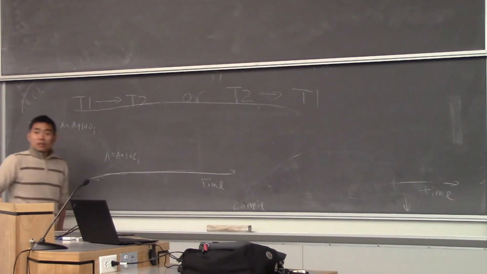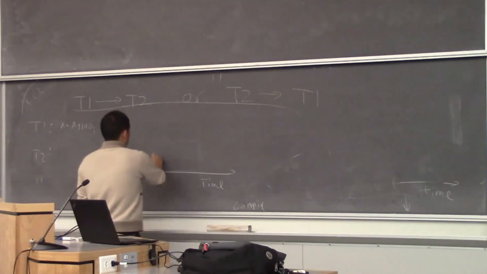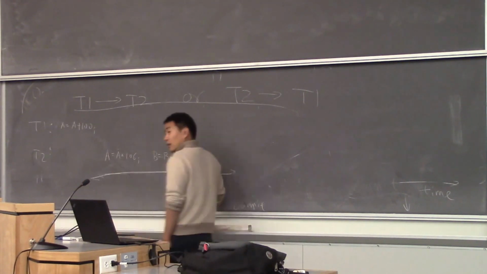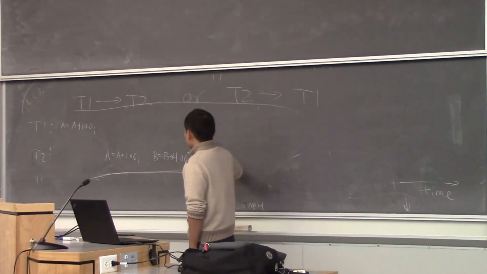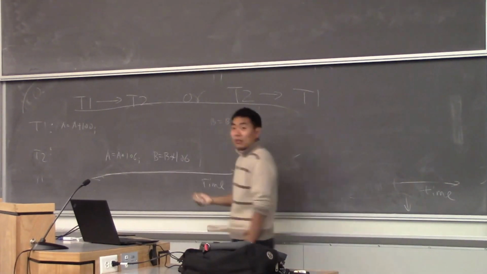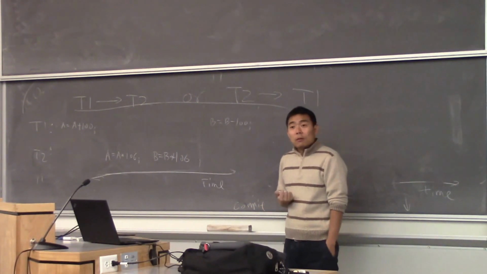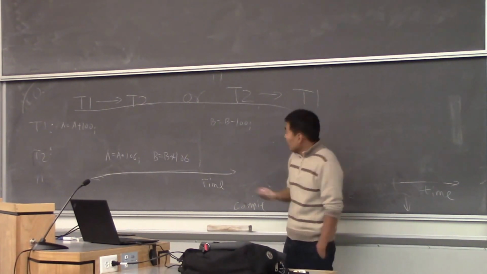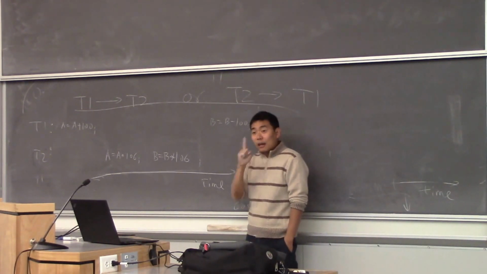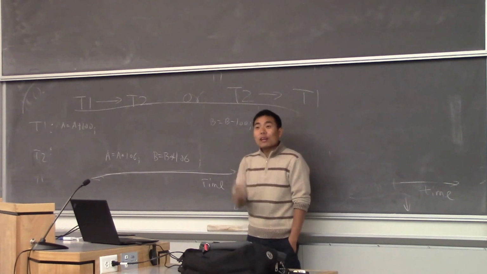And do this second. And do this next. And do this last. What's the problem? The problem is the $100 gets credit twice. The $100 gets the interest twice.